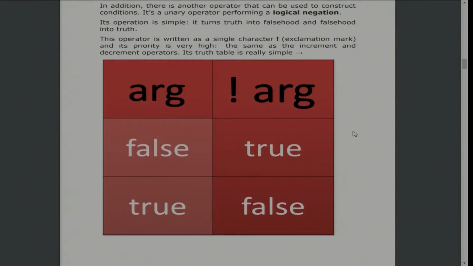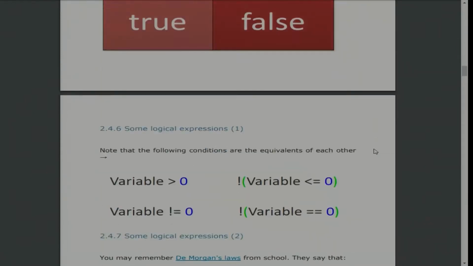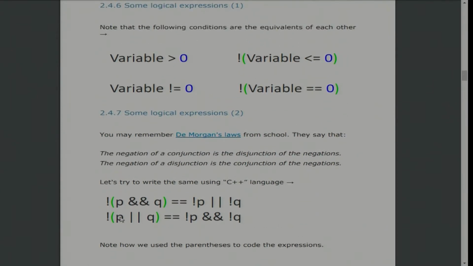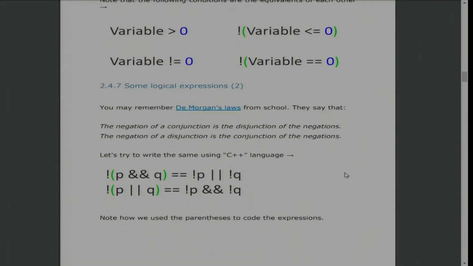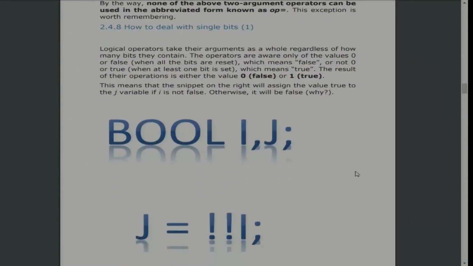The logical negation operator simply changes a 0 to a 1, and a 1 to a 0. So a false will be a true, and a true will be a false. And we use the exclamation mark for the symbol of the logical negation operator. That is the same as that, and that is the same as that. The Boolean type, you still remember what it is. It only has two states. It's either true or false.